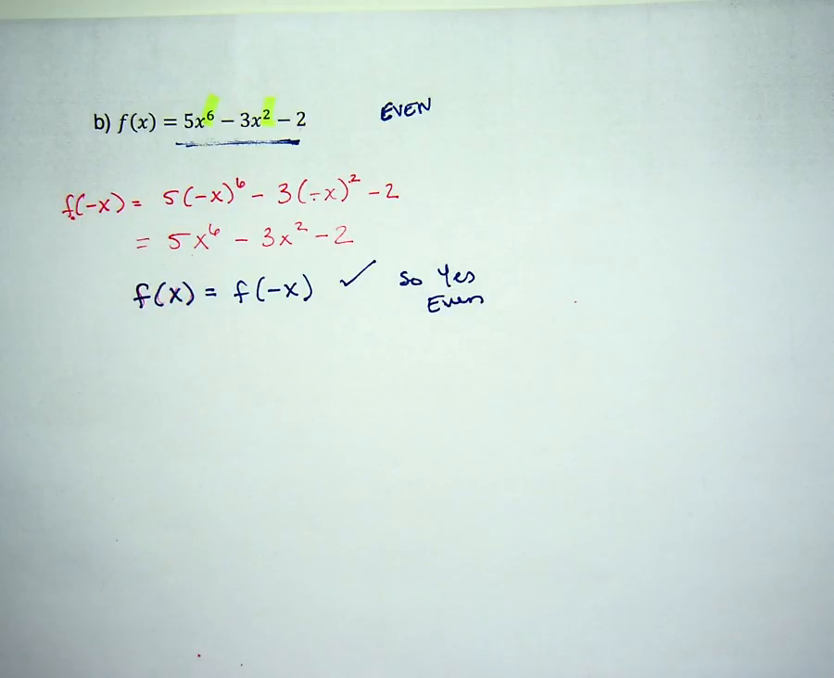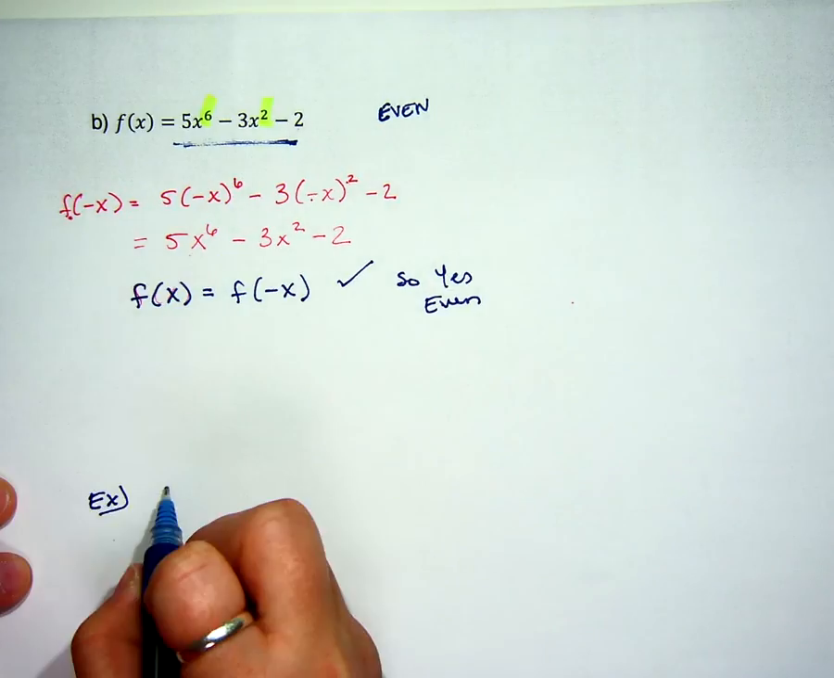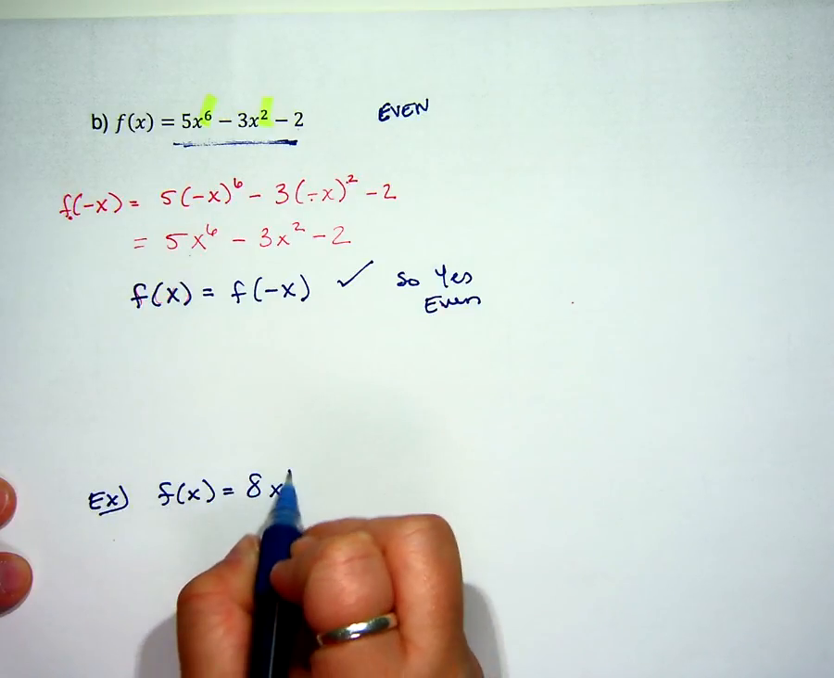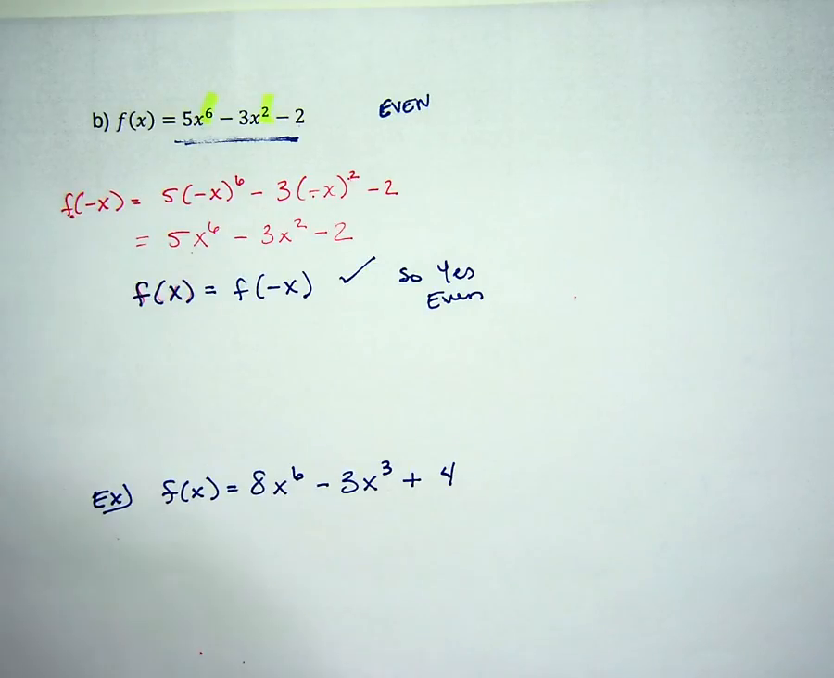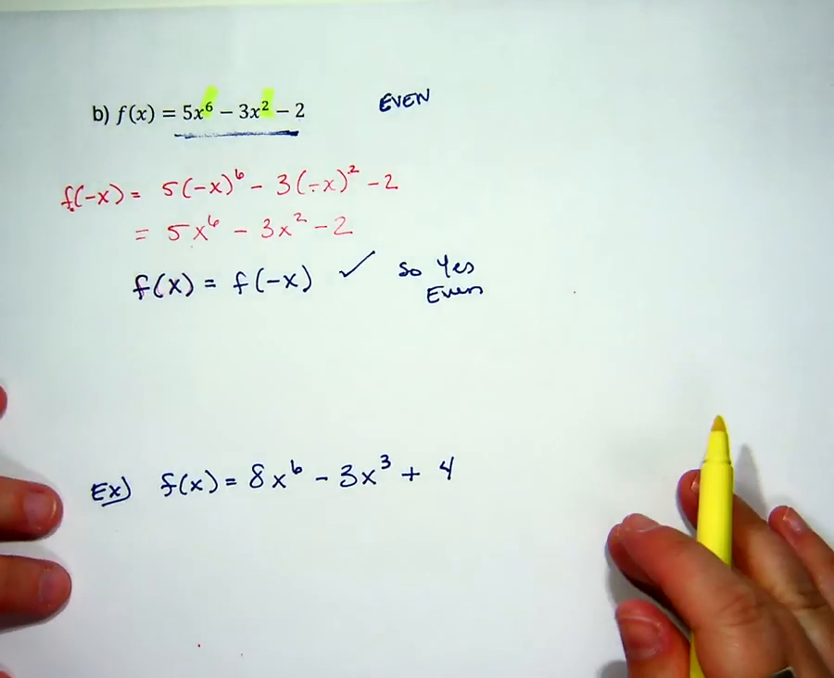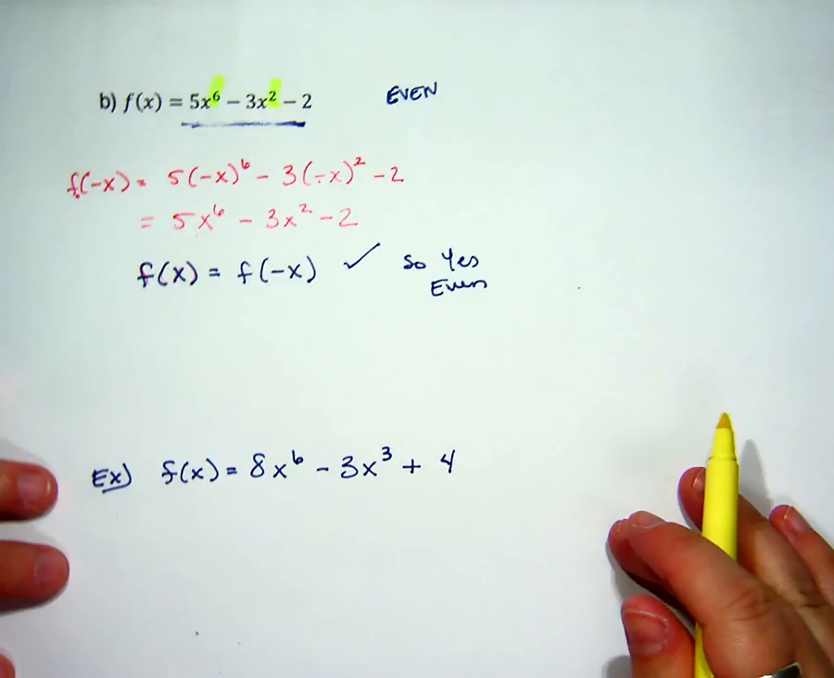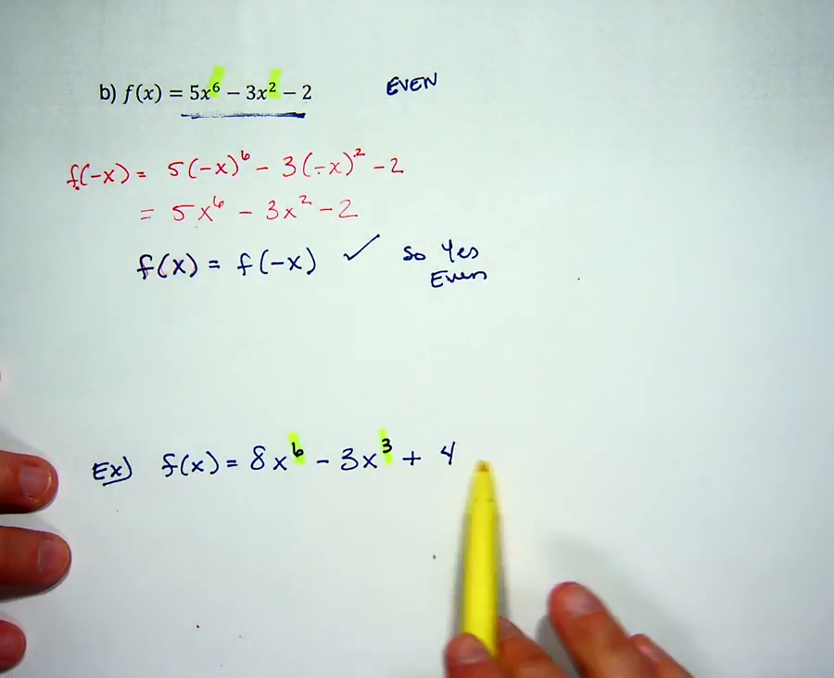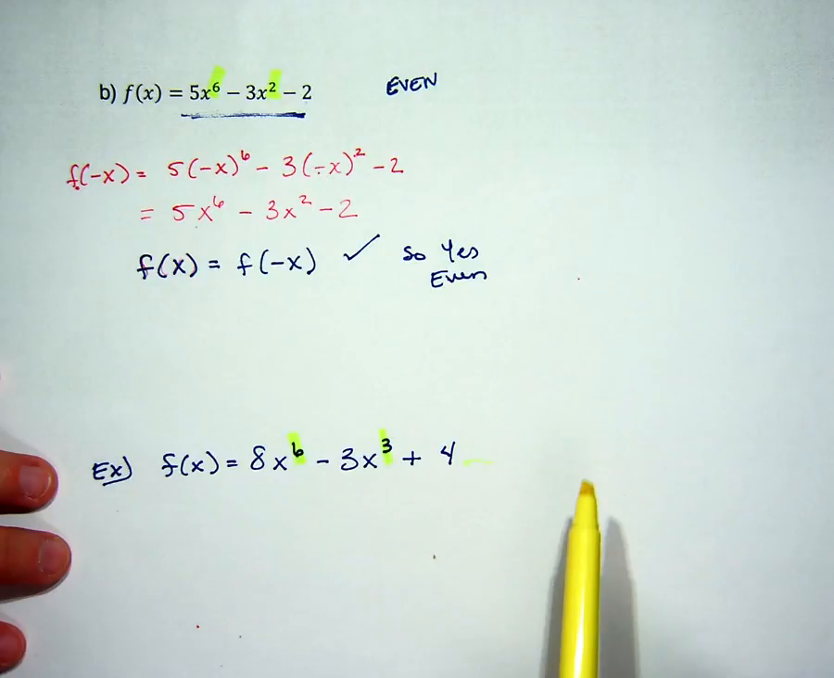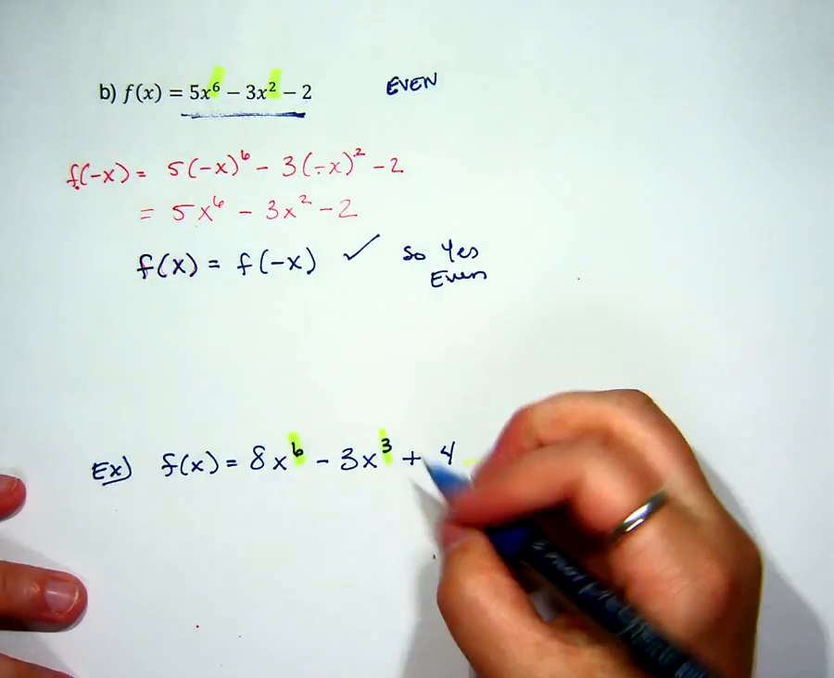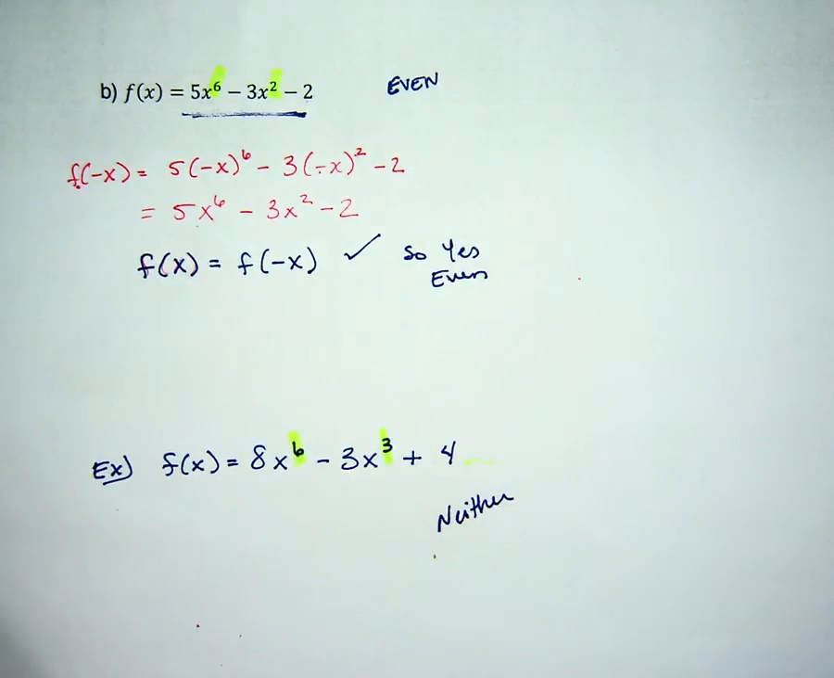Here's just a quick example. Let's look at this. f of x is 8x to the 6th minus 3x cubed plus 4. Let's do it the quick way. I have a power here of 6. I have a power here of 3. And remember, there's no variable here with no power, so we don't worry about that. 6 is even. 3 is odd. Therefore, this function is neither. And that's talking about evens and odds and symmetry.